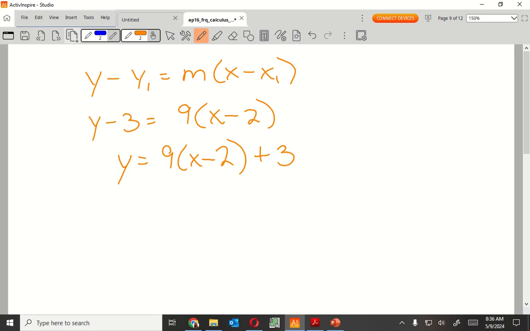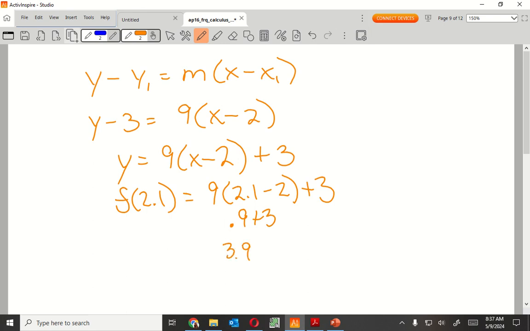And now we're going to do the last one because I didn't plug it in with the slope. So now my last one, which is my 2.1, equals 9 quantity 0.1 minus 2 plus 3. So that's going to give me just 0.1 times 9. So 0.1 times 9, that's going to be 0.9 plus 3. So 3.9 is my value for f of 2.1.